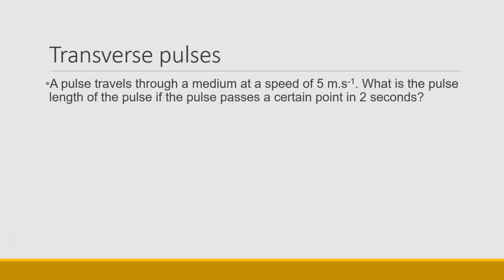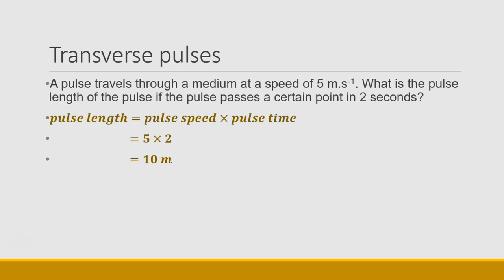The next question asks, a pulse travels through a medium at a speed of 5 meters per second. What is the pulse length of the pulse if the pulse passes a certain point in 2 seconds? So now we're asked to work out the pulse length. So the pulse length is going to be equal to the pulse speed times the pulse time. That involves rearranging the formula. So that's 5 times 2, and pulse length is measured in meters. So the answer is 10 meters.